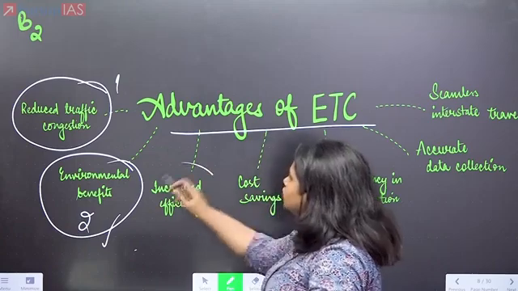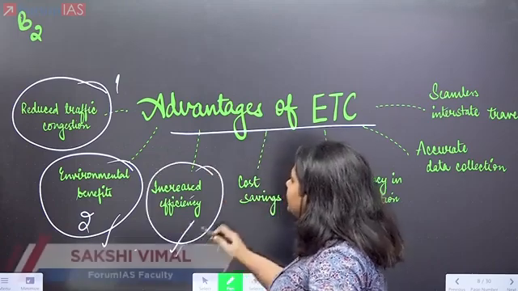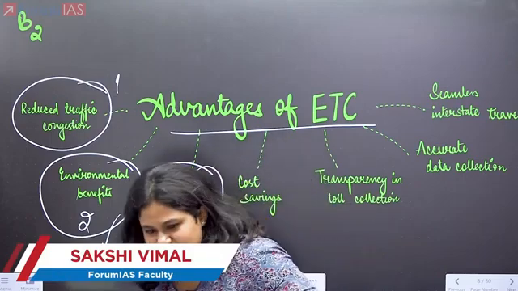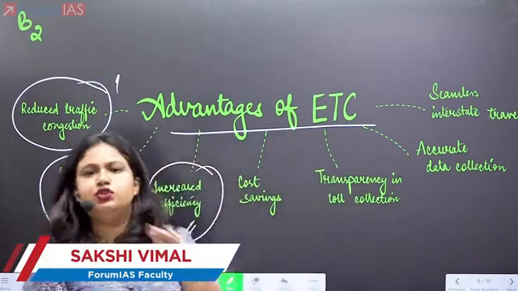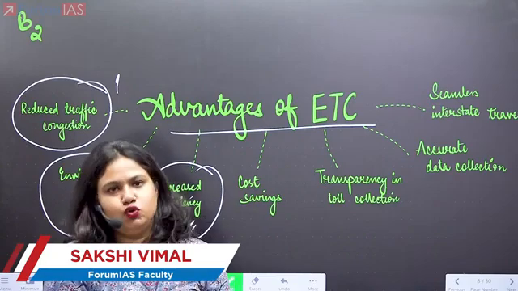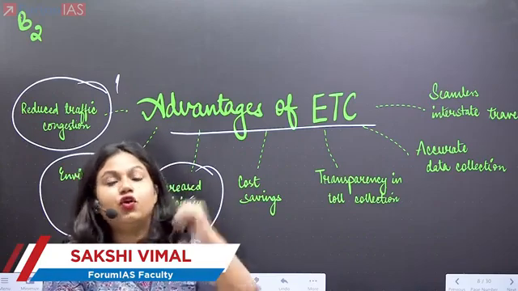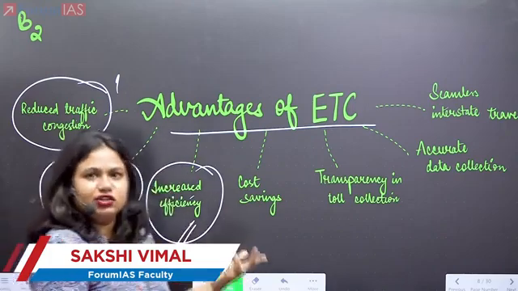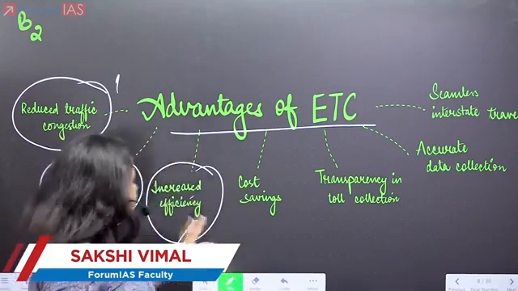Then there is also increased efficiency. Increased efficiency of the toll collection system itself. It is going to be more accurate. It is going to happen quickly, right? It will minimize human error. It will also minimize fraud, right? People cannot inflate the toll prices, right? So those things are reduced.